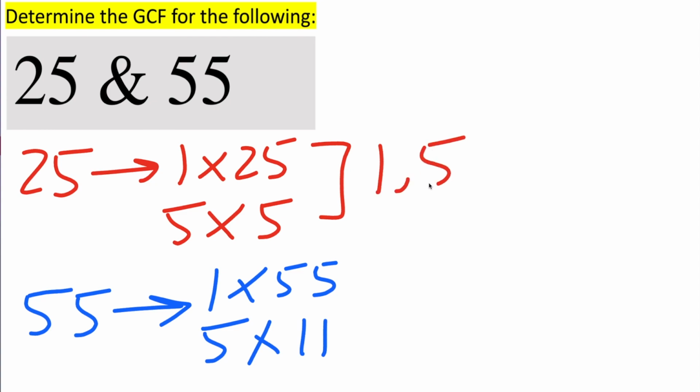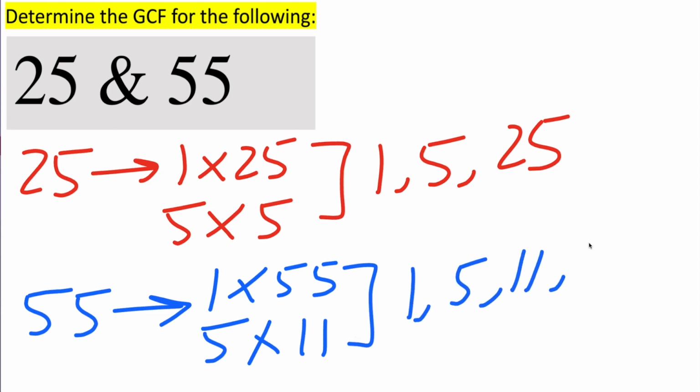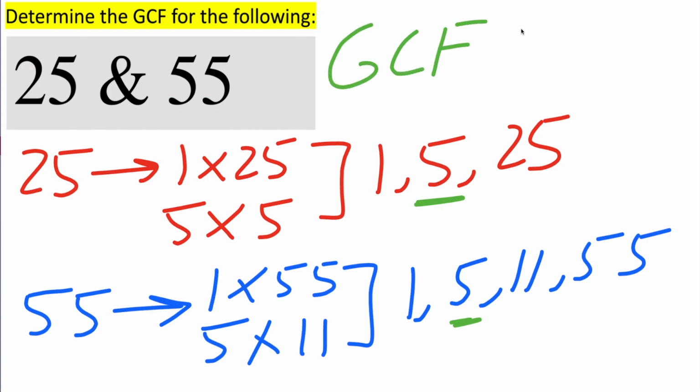So 1, 5, and 25. The other one was 1, 5, 11, and 55. So looking at both lists, the biggest common number was 5. And so the GCF, greatest common factor, for this problem is 5. And again, that's all we need to do.